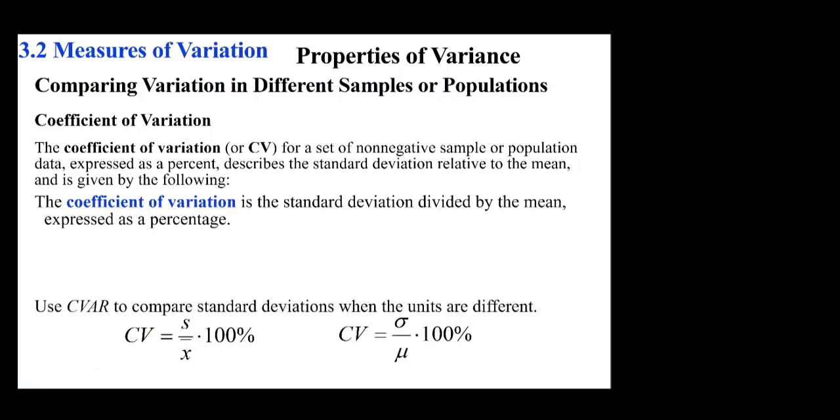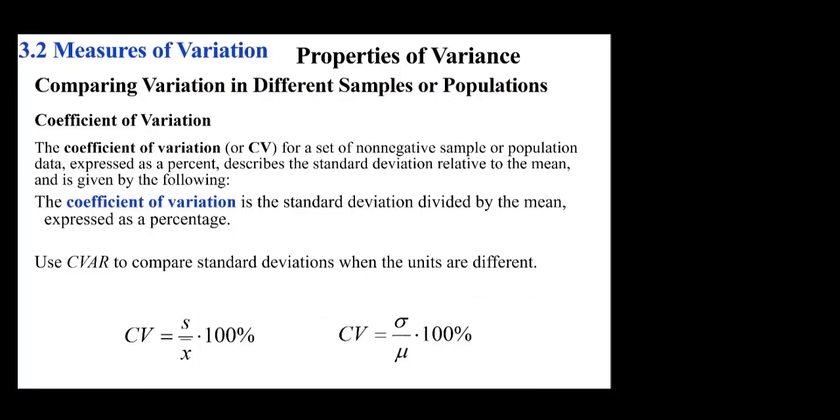And as I mentioned, CVAR or CV, sometimes COV. The short notation CV is good enough. When the units are different, normally that's a good thing to check. So let's look at the example of that.